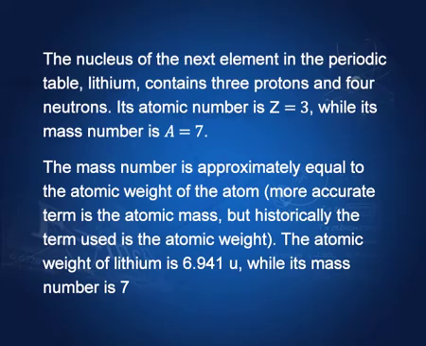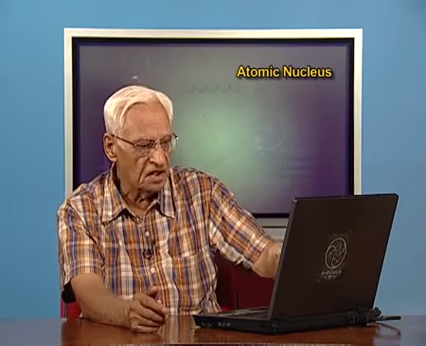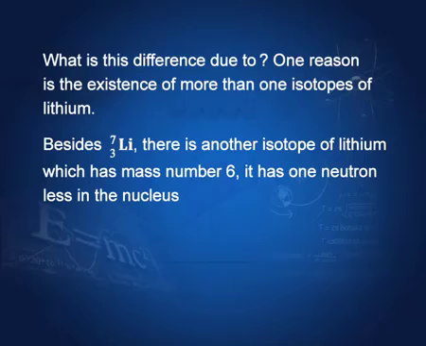The atomic weight of lithium is 6.941 U, where U is approximately the mass of a proton or a neutron. We shall define this more precisely. The atomic weight of lithium is 6.941 U, while its mass number is 7. So, why don't we have this 7 here? What is this difference due to? One reason is the existence of more than one isotope of lithium.